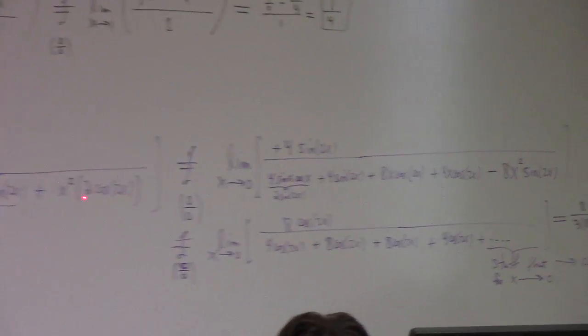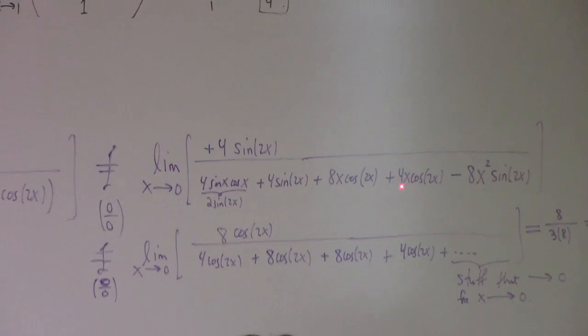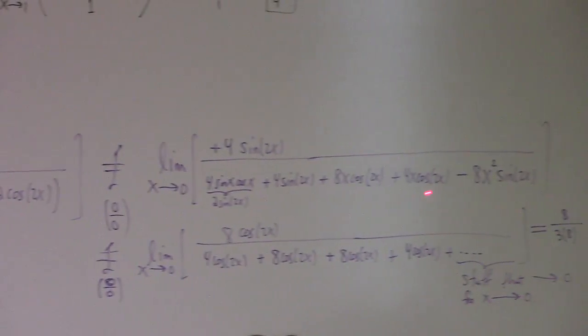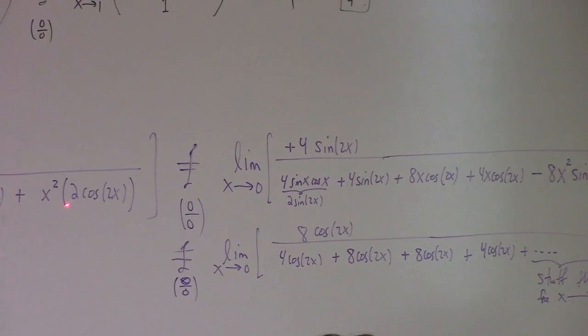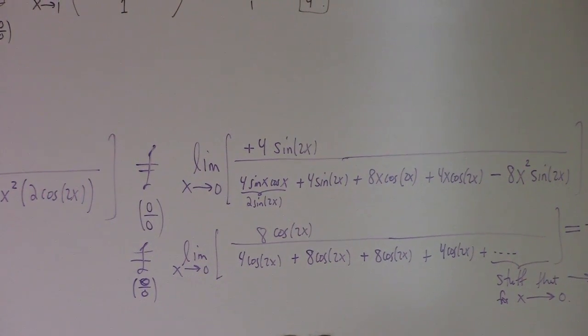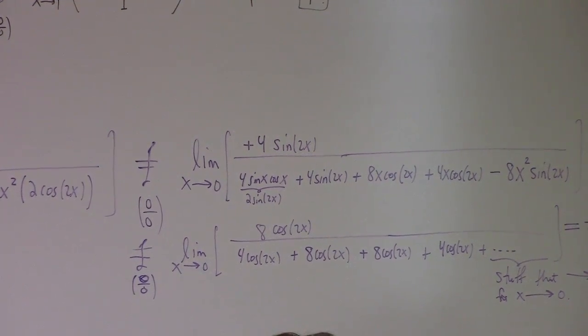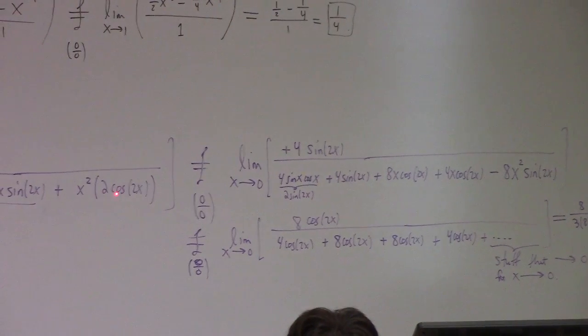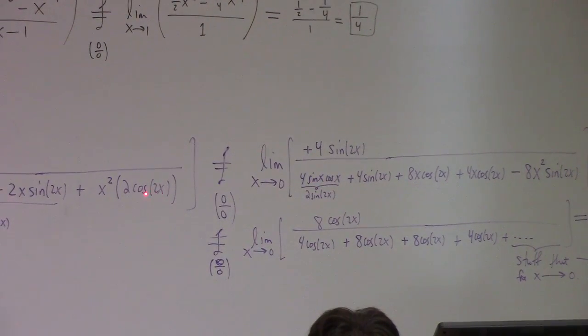Then this differentiates to 4x because x squared is 2x. 2x times 2 is 4x. 4x cosine x minus 8x squared because I get 2. Why do I have an 8 there? Is that right? Not sure I believe in this 8. Derivative of cosine of 2x is minus 2 sine 2x. That's a 4.